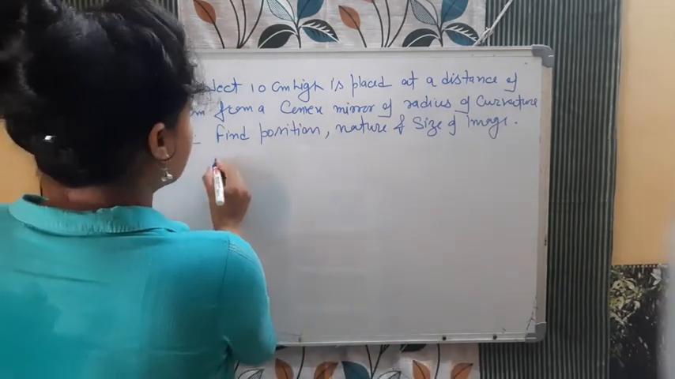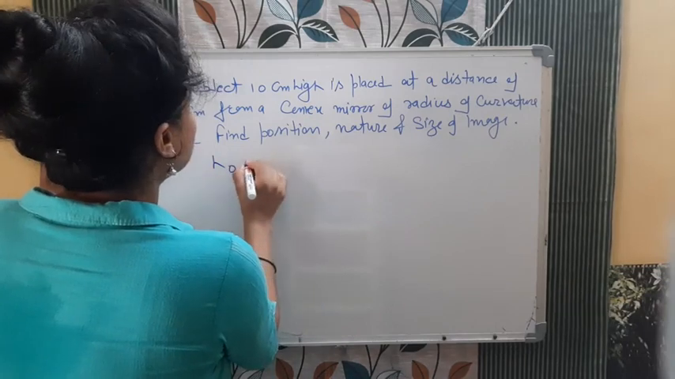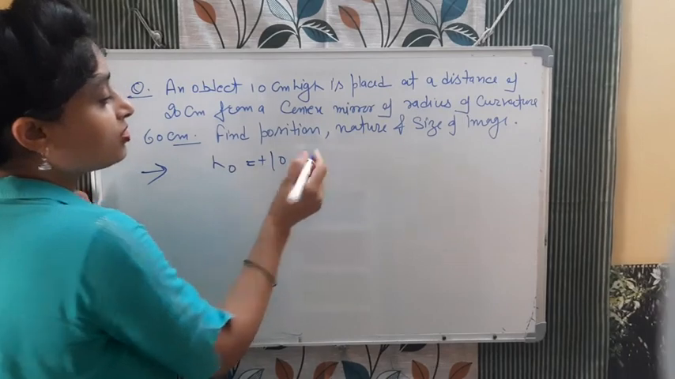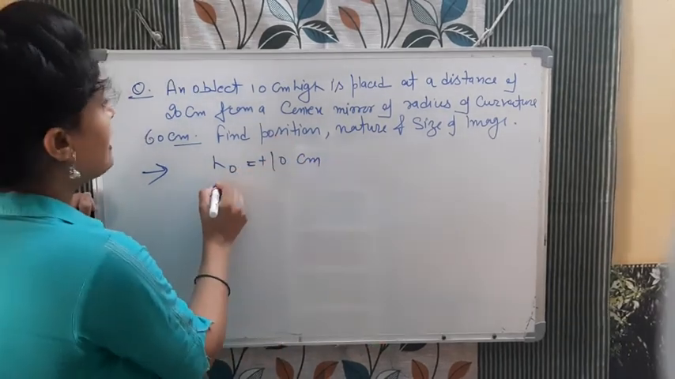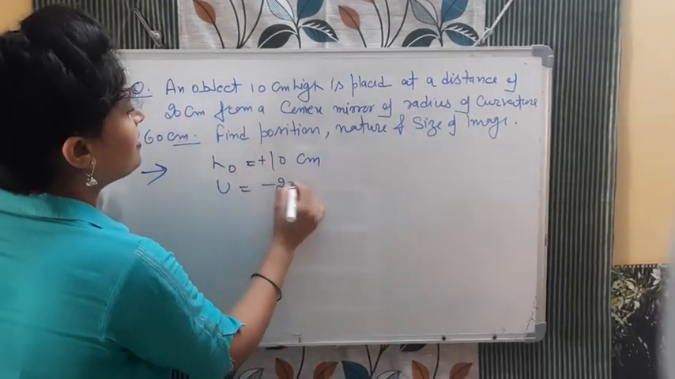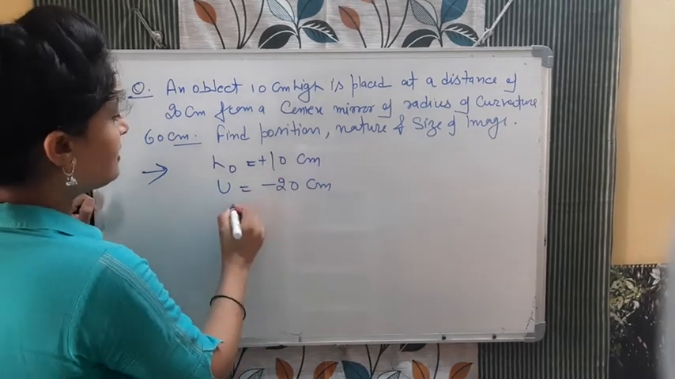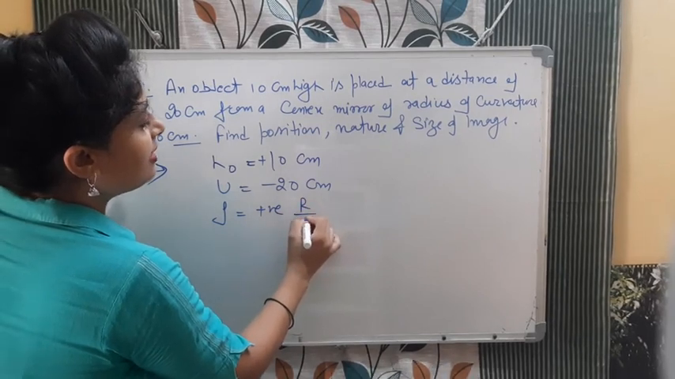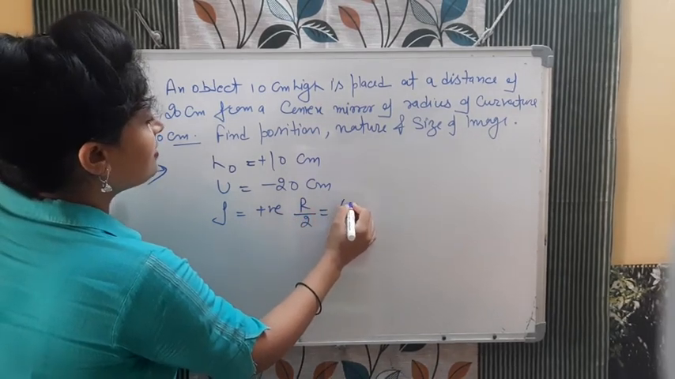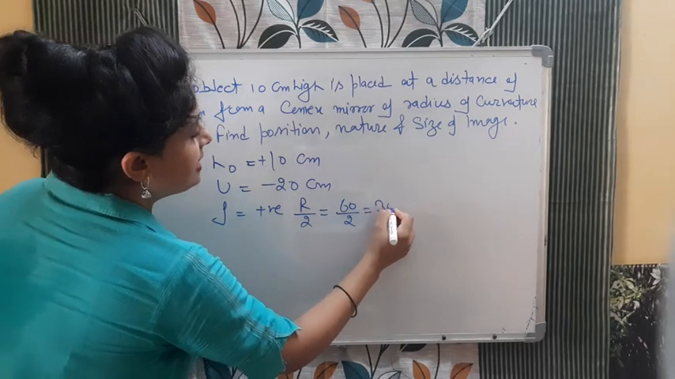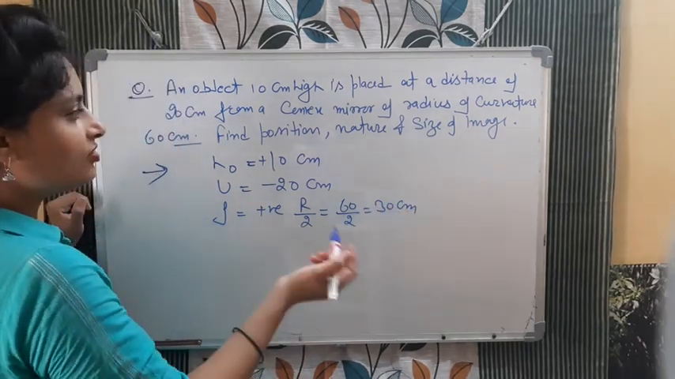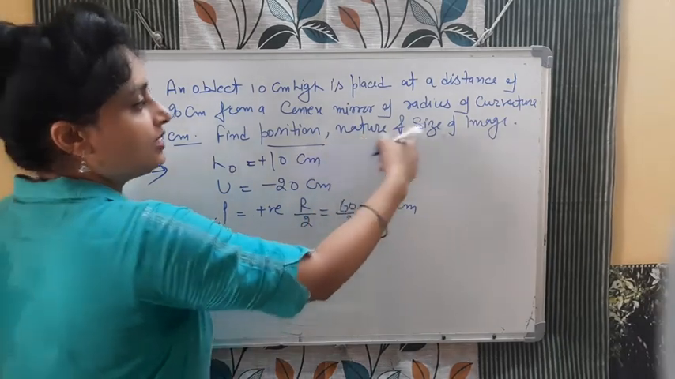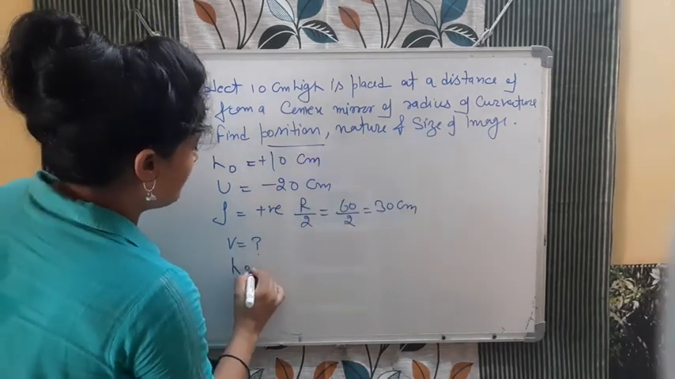Okay. So height of object is given 10 centimeter. Of course it will be plus because it is upward the principal axis, at a distance of 20 centimeter. U is minus 20. Convex mirror है. So focal length will be what? Positive. And focal length is radius by 2. Radius of curvature is given 60. 60 by 2 it is 30. 30 centimeter is the focal length. Now we need to find out the position. It means V. Nature, it means real or virtual. Size of image मतलब HI.